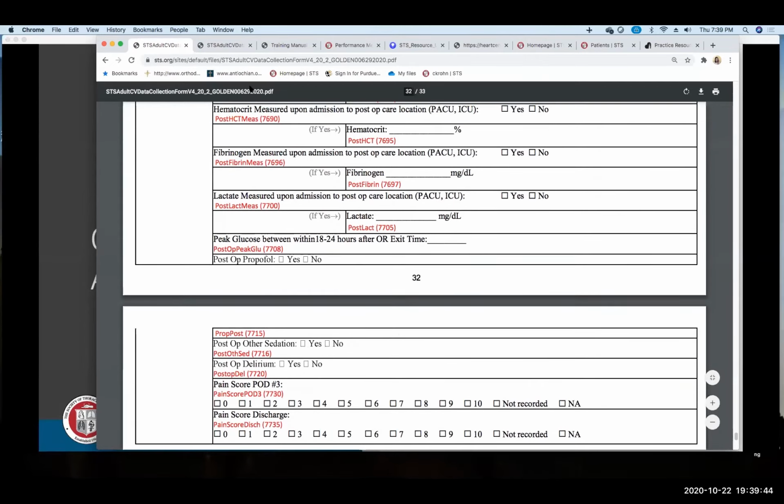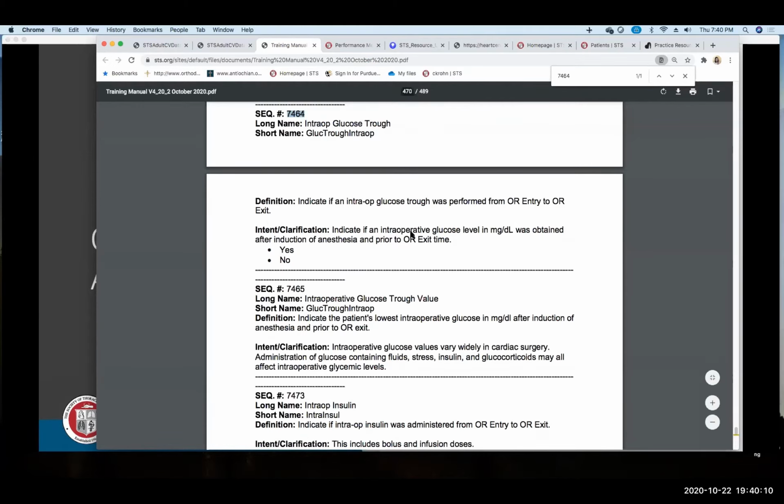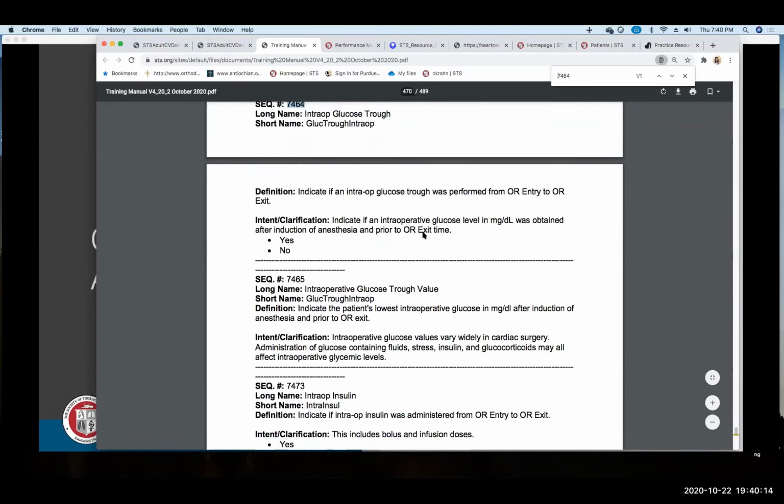So this is the data collection form, and it is found on the STS website. In addition, within the website, we have the training manual, which gives a definition of what is being collected and then an intent clarification. This one that's pulled up here is the intra-op glucose tro, and it's just if a tro was performed from OR entry to OR exit. So we try to provide a time frame, and then the intent of the field and how we're collecting it, milligrams per deciliter for this one.